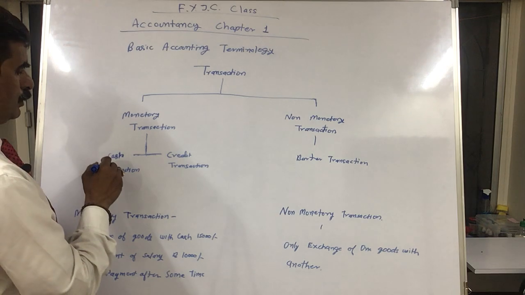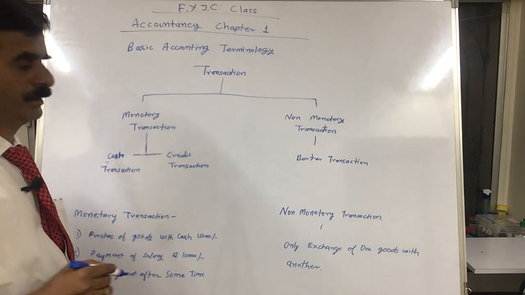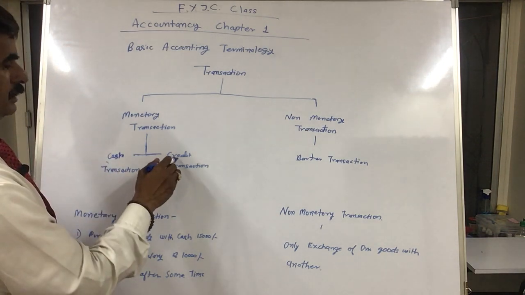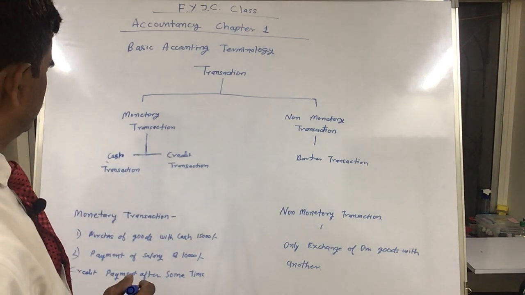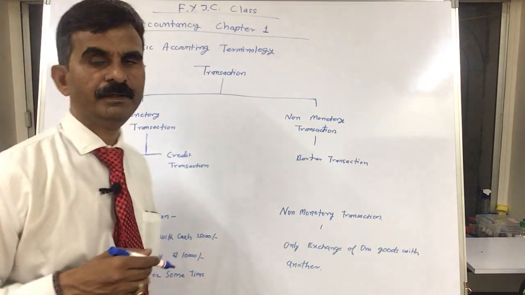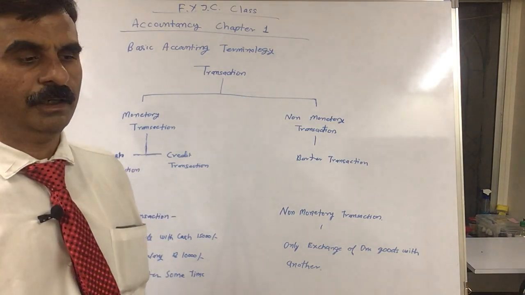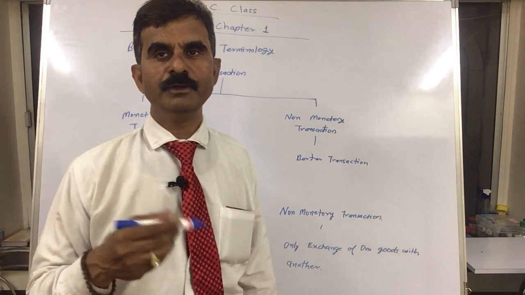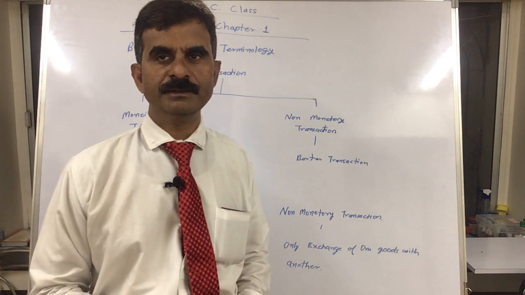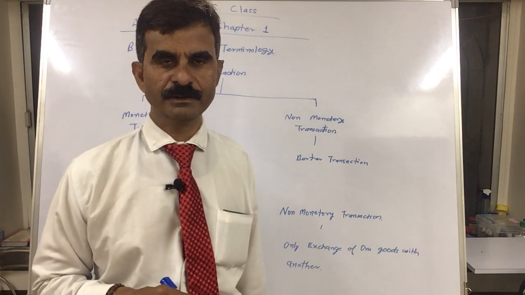In monetary transaction, there are two types: cash transaction and credit transaction. What is a cash transaction? A cash transaction is related to cash purchase, cash sales, revenue expenses, payment of salaries, anything you spend in the form of cash. That is called a monetary transaction.